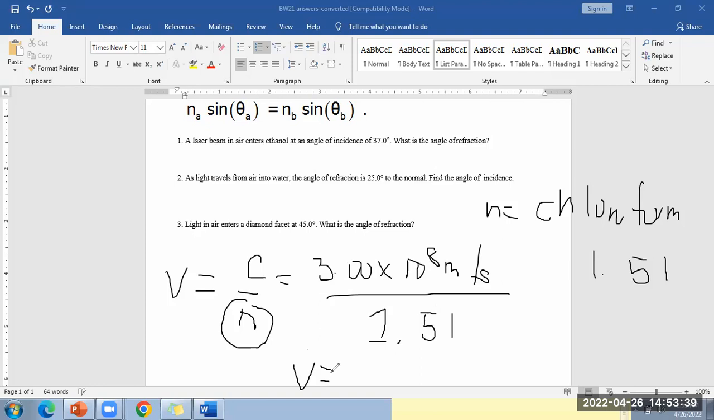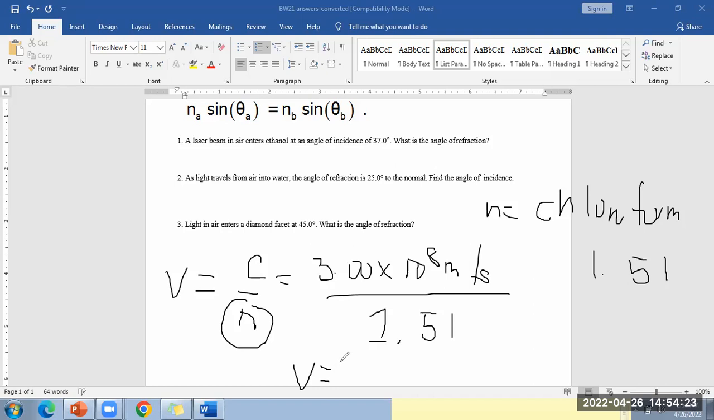Ganyan lamang siya kapag speed of light ang pinag-uusapan natin. Naka-fix na yung C natin, tapos ang nababago lamang is yung N, kung anong given material. So for example, what is the speed of light in chloroform, which is 1.51. Meron na tayong N, meron tayong C. So what will be the value of V? Sa calculator, 3.0 times 10 raised to the 8 divided by 1.51.